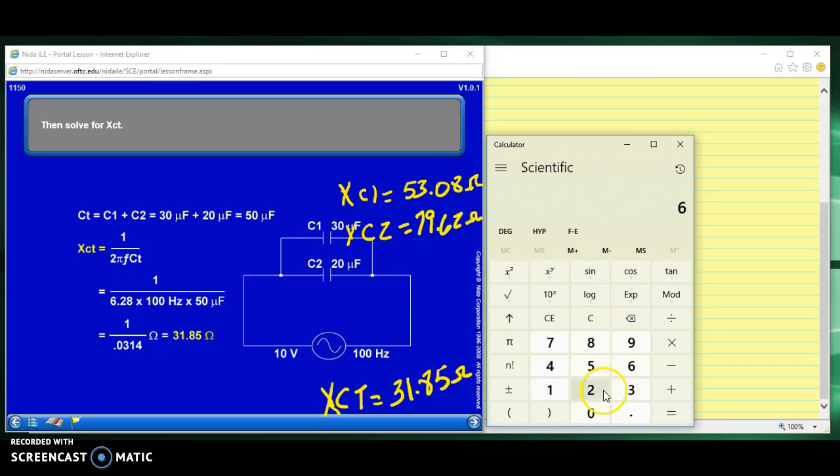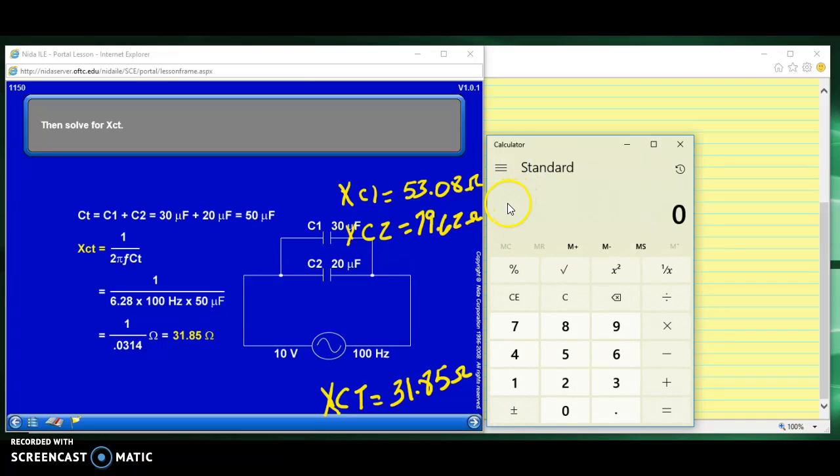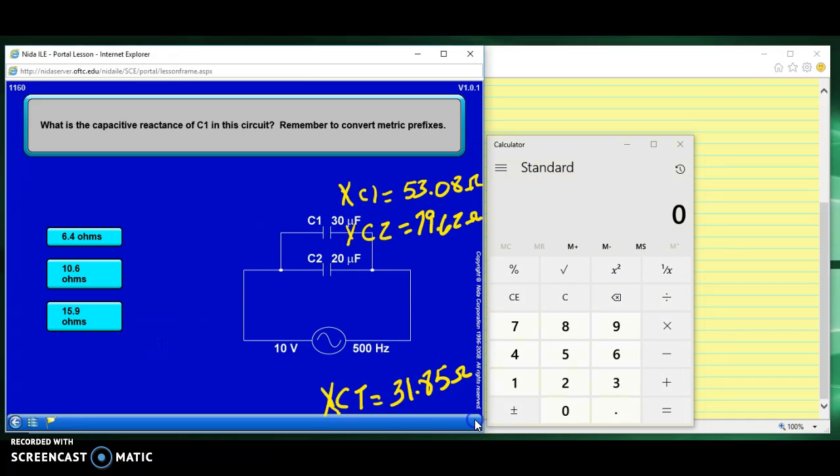So if I take 628, which is 2 times pi times 100, times 0.12345 equals, and I don't have the right key because I'm still in scientific, so 0.0314, so I'll have to divide that 1 divided by 0.0314 equals 31.85, which is the same thing I got here. So we got the same answer two different ways. That's kind of nice. We can check our work.